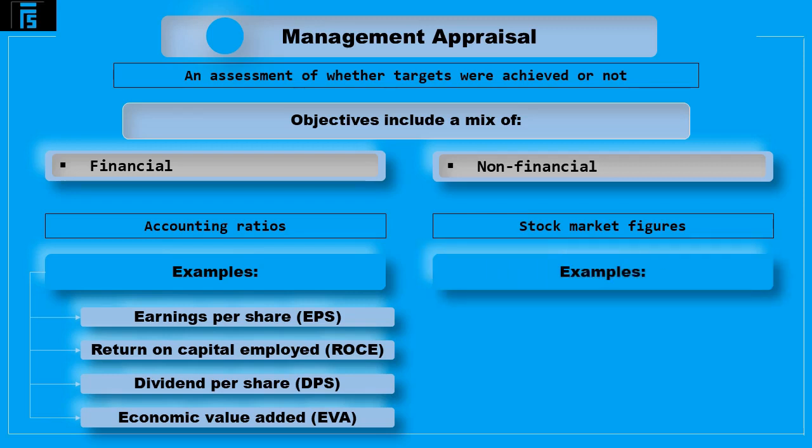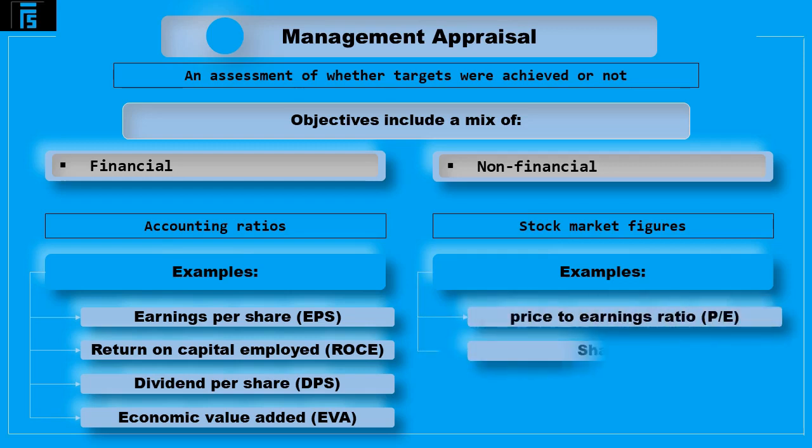Examples of stock market metrics used to evaluate managers are the price-to-earnings ratio or simply the company's share price. Again, use of such measures is far from perfect, and that's because share prices may fluctuate in reaction to external factors, which may be independent of the decisions taken by the company's management.